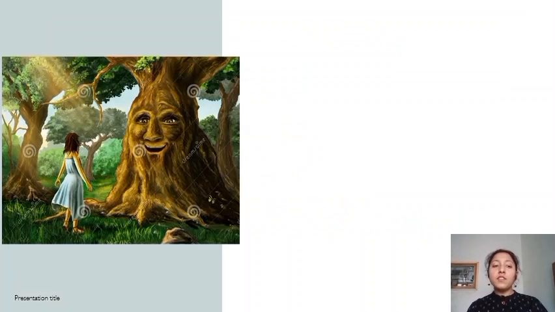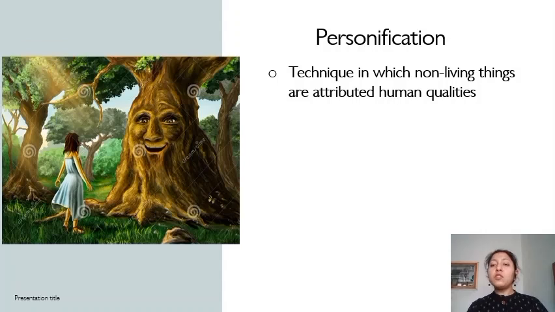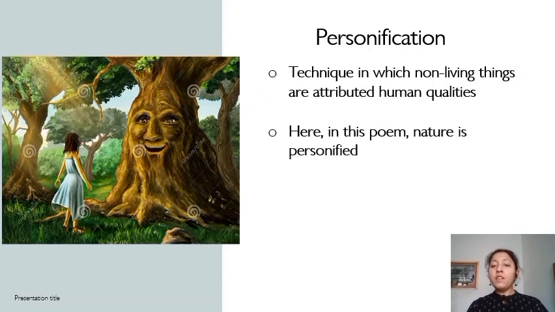The next device that is used in this poem is personification. What is personification? A technique in which non-living things are attributed human qualities. When non-living things are taken as human beings, then it is said to be personified. Here in this poem, nature is personified. As we have already discussed, Lucy is mothered by nature. Nature is the mother of Lucy, so nature is taken as a woman.